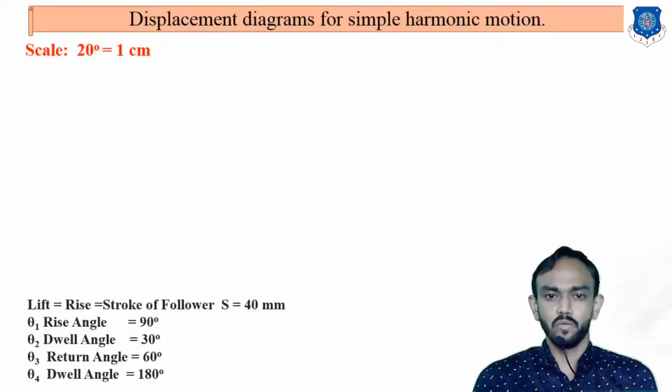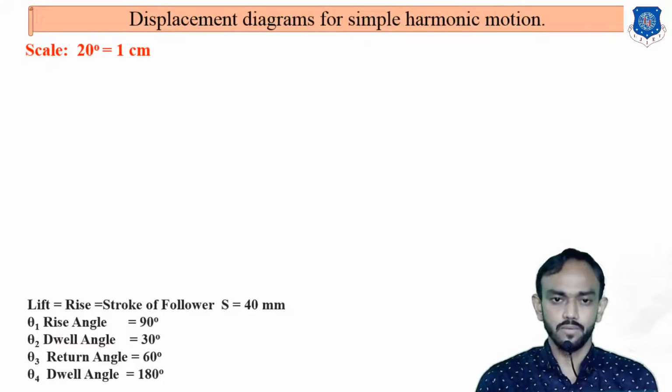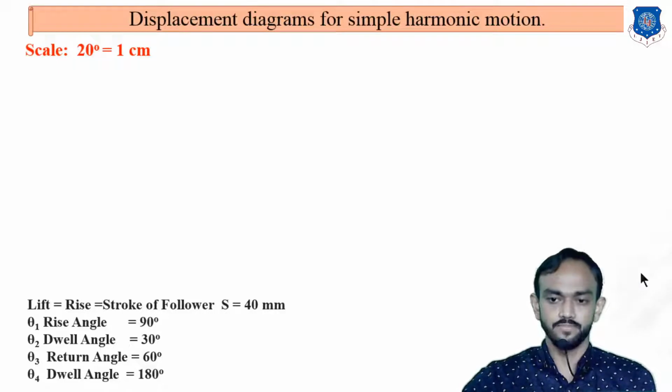Okay, now we are going to learn the displacement diagram for simple harmonic motion. You already know that in simple harmonic motion, the velocity and acceleration of our follower will change as per position. First of all, we are making it the same as in our last example. First of all, we are going to make one rectangle.